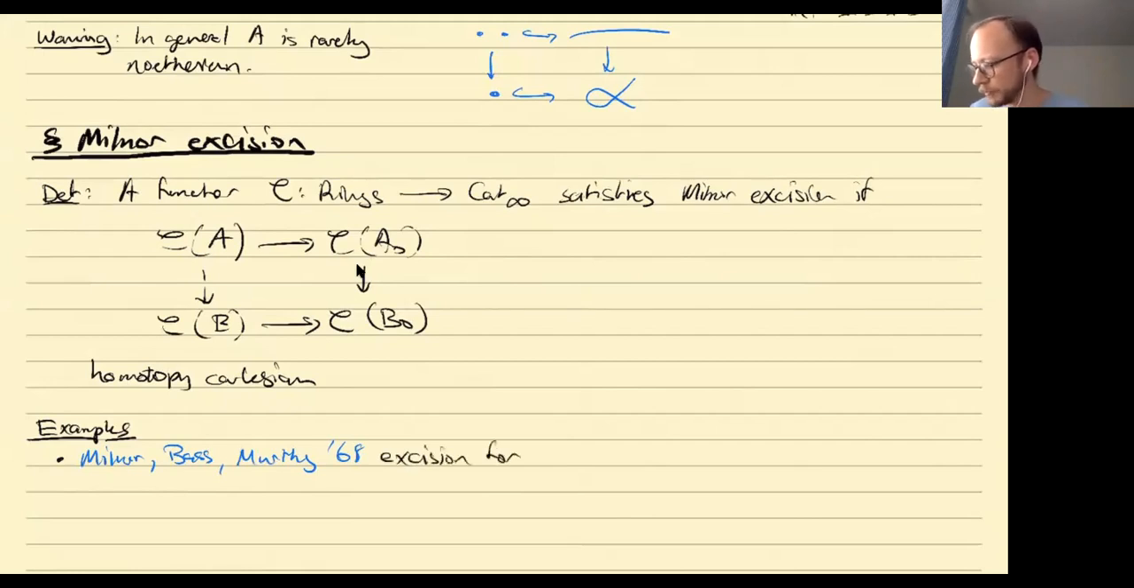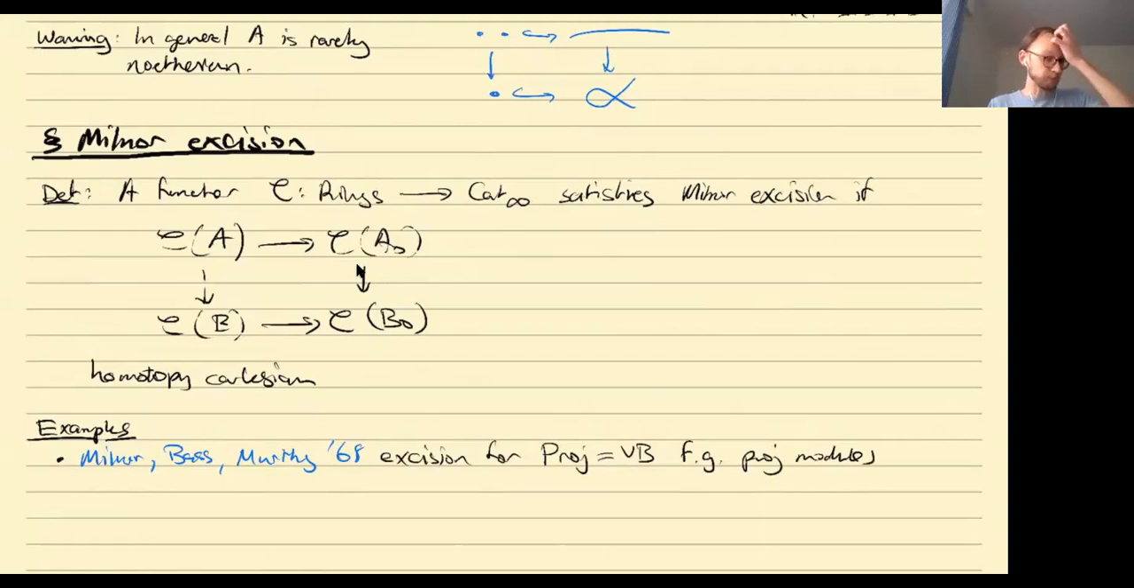For, let's say, let me call it Proj or VB, so finitely generated projective modules. And also, back in the same papers, they prove that excision holds not for the whole K-theory, but for K-theory up to degree at most 1, including negative K-theory.